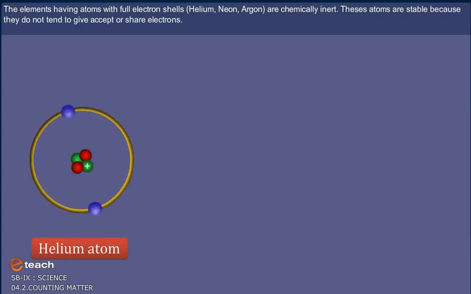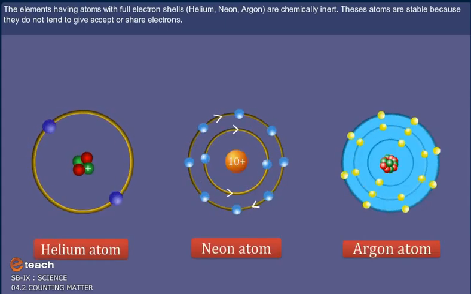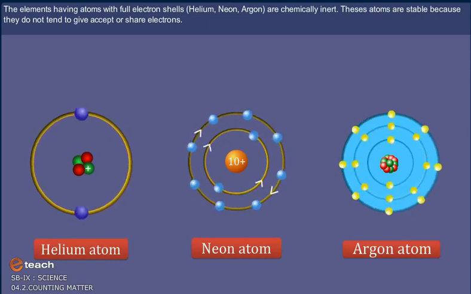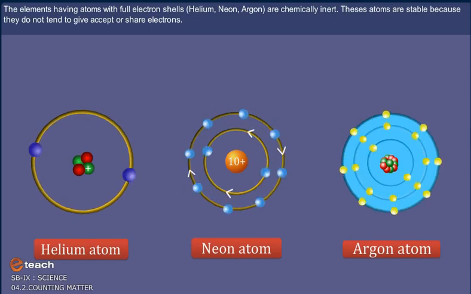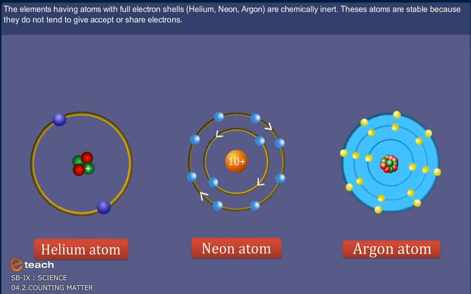The elements having atoms with full electron shells, that is helium, neon, argon, are chemically inert. These atoms are stable because they do not tend to give, accept, or share electrons.